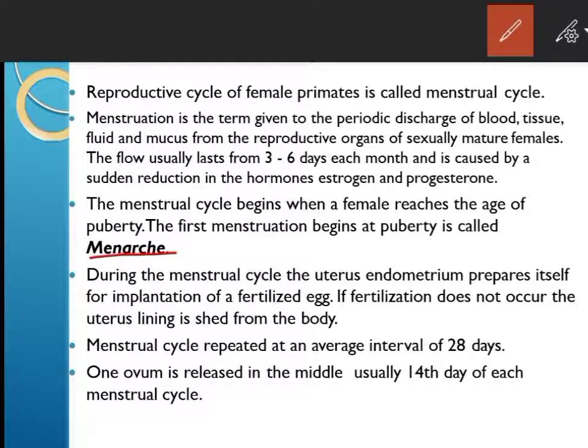During the menstrual cycle, the uterus endometrium prepares itself for implantation. Implantation means attachment of the embryo. So the uterus endometrium prepares itself for implantation of a fertilized egg. If fertilization does not occur, the uterus lining is shed from the body. That means the uterus lining breaks and it is removed out of the body.